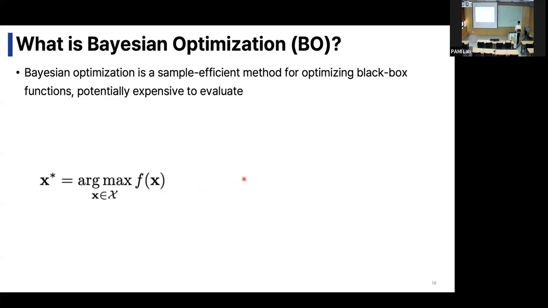Then, what is Bayesian optimization? Bayesian optimization is a sample-efficient method for optimizing black box functions that are potentially expensive to evaluate. Let me begin by explaining Bayesian optimization mathematically. At its core, Bayesian optimization can be seen as the process of finding the optimal input, x star, that gives the maximum value of an objective function from a set of possible inputs x.